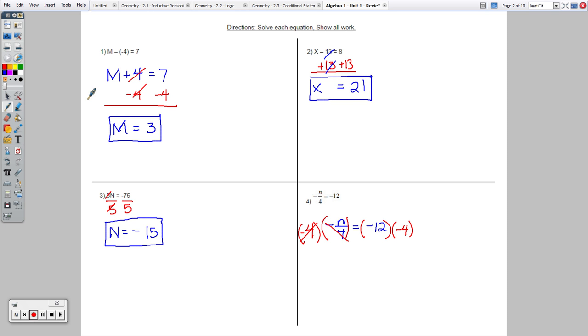So we have n equals, this would be negative times negative, positive. 12 times 4 is 48. Plug that back in to the original equation. You'd have negative 48 over 4, which would in fact equal negative 12.